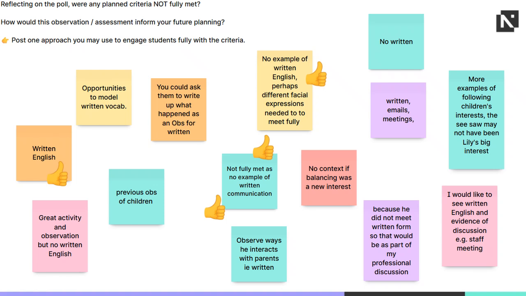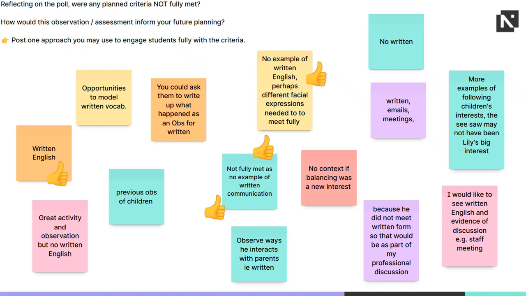People also shared approaches they would take to help students meet the criteria fully. Suggestions included asking learners to write up the observation, modelling written vocabulary, gathering evidence from emails, previous observations or staff meetings, and observing how they interact with parents in ways that show their written or formal communication skills.